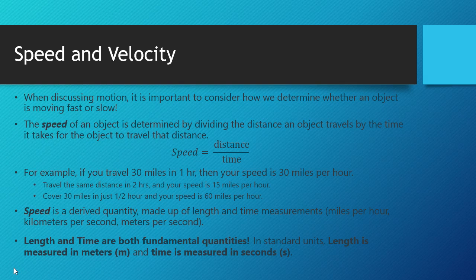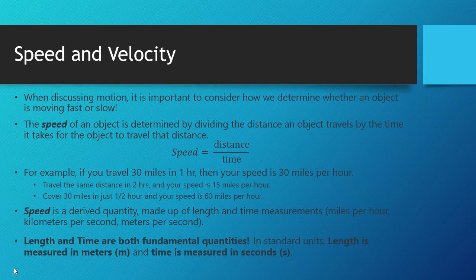The speed of an object is given by the total distance that's traveled by that object divided by the total time that it takes for that trip. For example, if you travel 30 miles in an hour, your speed's 30 miles an hour. Travel the same distance in 2 hours, and your speed is 15 miles per hour. If you did it in half an hour, your speed would be 60 miles per hour.